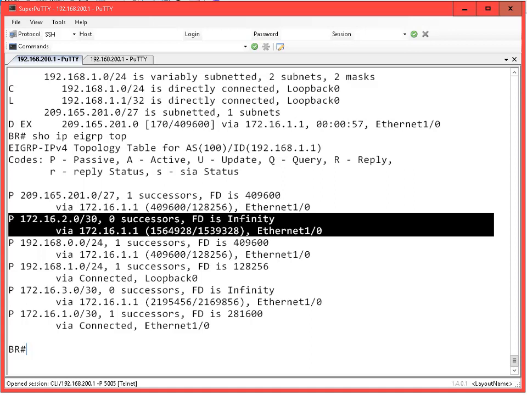Any thoughts at all? No connection to the other side? No. Good guess, but no.